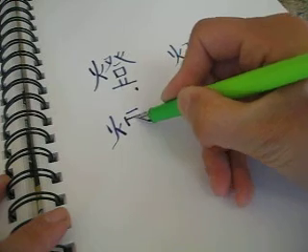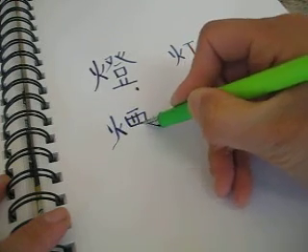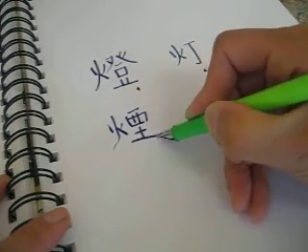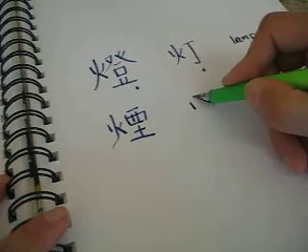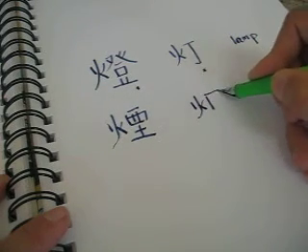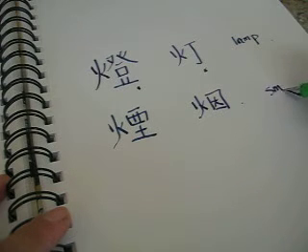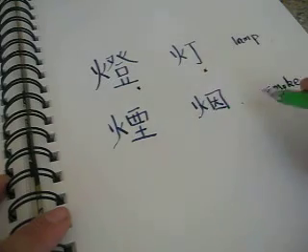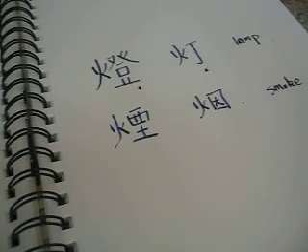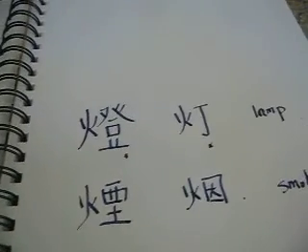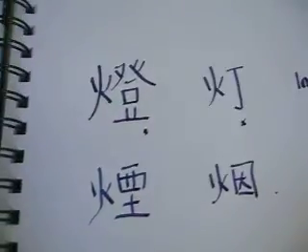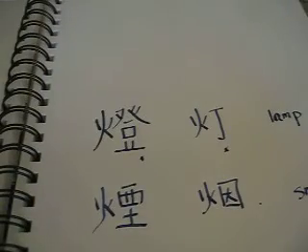this is the traditional way of writing smoke, and this is the simplified way of writing smoke. Yan, smoke. It's not to smoke, it's the fog, smoke, like this. So this way you can see some traditional and simplified characters in comparison.